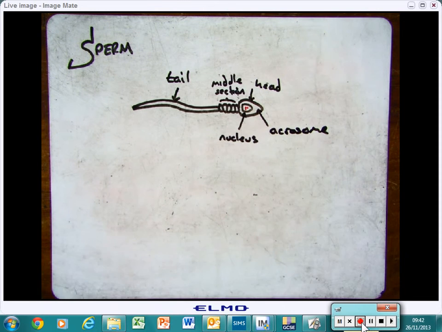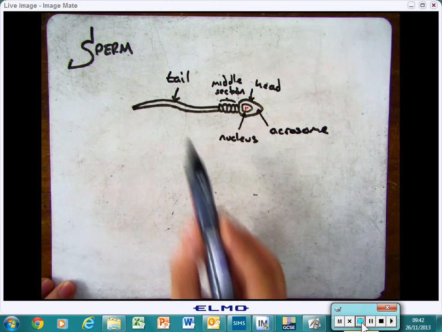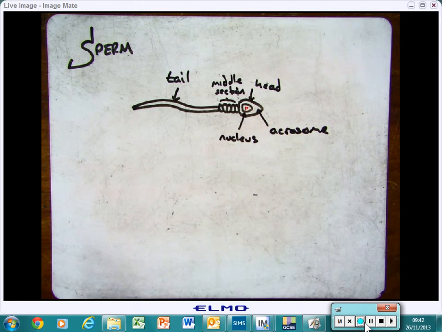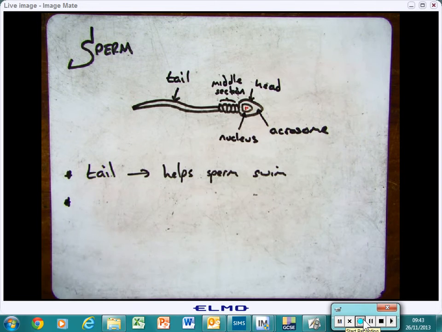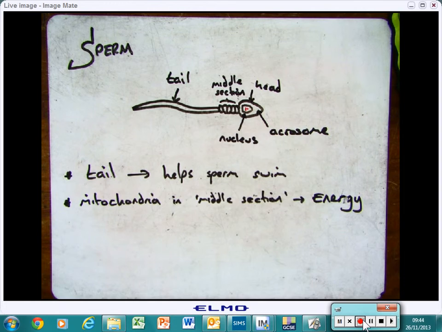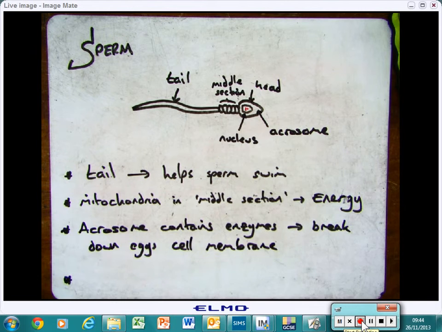Now the key things you need to know about the role of the sperm is the tail helps it swim. The middle section contains mitochondria, and that helps to give the cell energy. The acrosome contains enzymes that help to break down the cell membrane of the egg. And finally it contains a haploid nucleus, which means that it contains one copy of each chromosome.